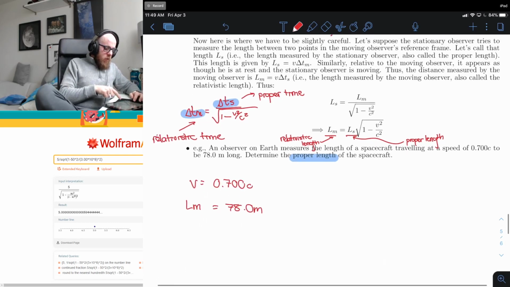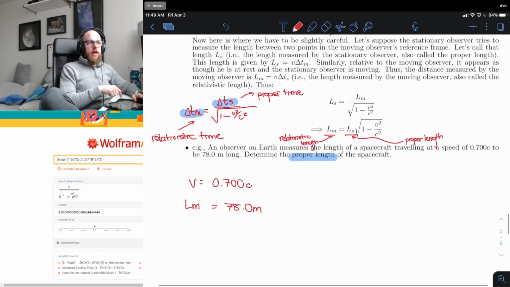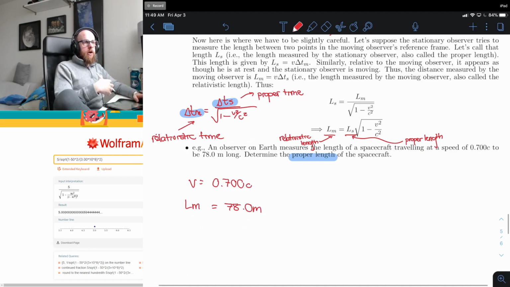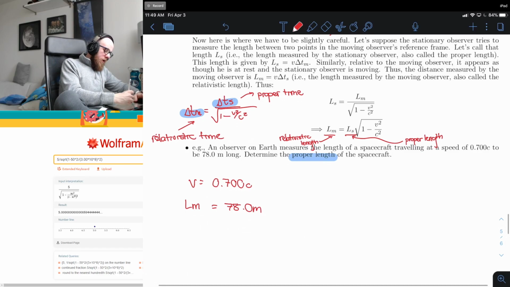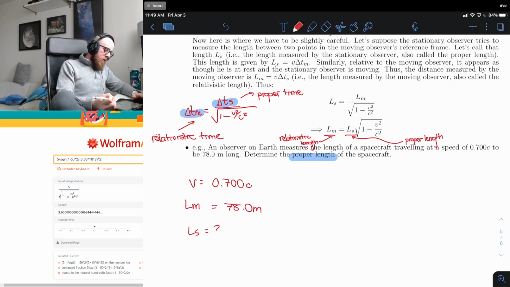Okay, so in this question, we are told that the relativistic length is 78 meters. Now let's figure out the proper length of the spacecraft. So we're trying to figure out what LS is. This works kind of the same way as the time dilation questions worked, right? We just plug into this formula and rearrange for the thing that we're looking for.